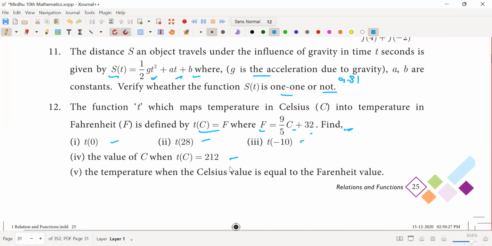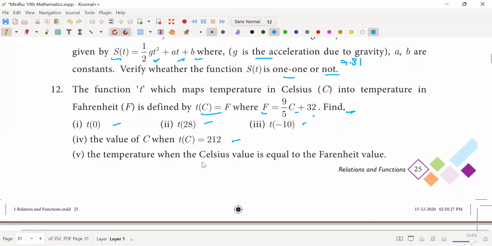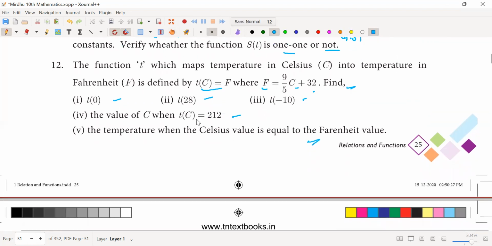Okay. So the temperature when the Celsius value is equal to the Fahrenheit value. When will the Celsius value be equal to the Fahrenheit value? Is that possible? Why not? Just try. Why is it not possible? See here, Celsius equal to Fahrenheit. So F equal to C. C equal to 9 by 5 C plus 32.